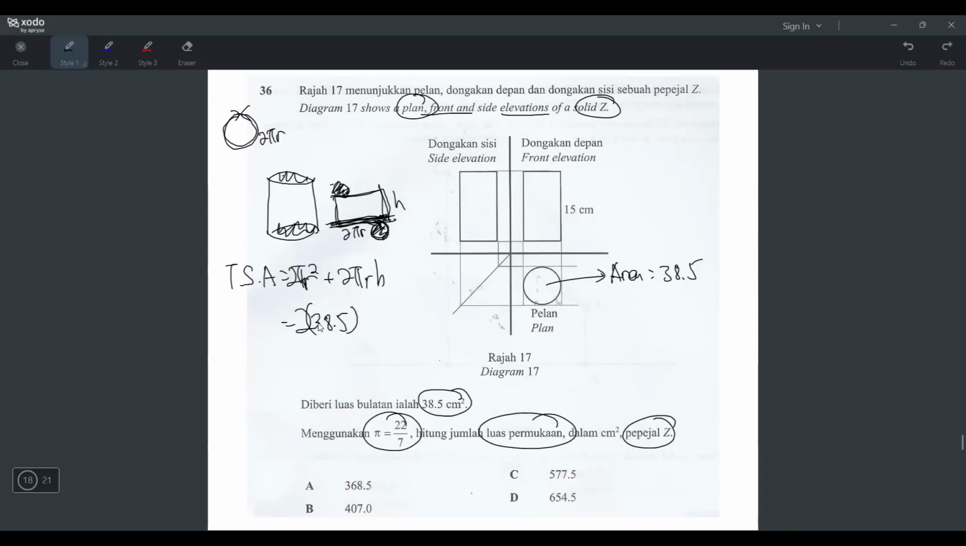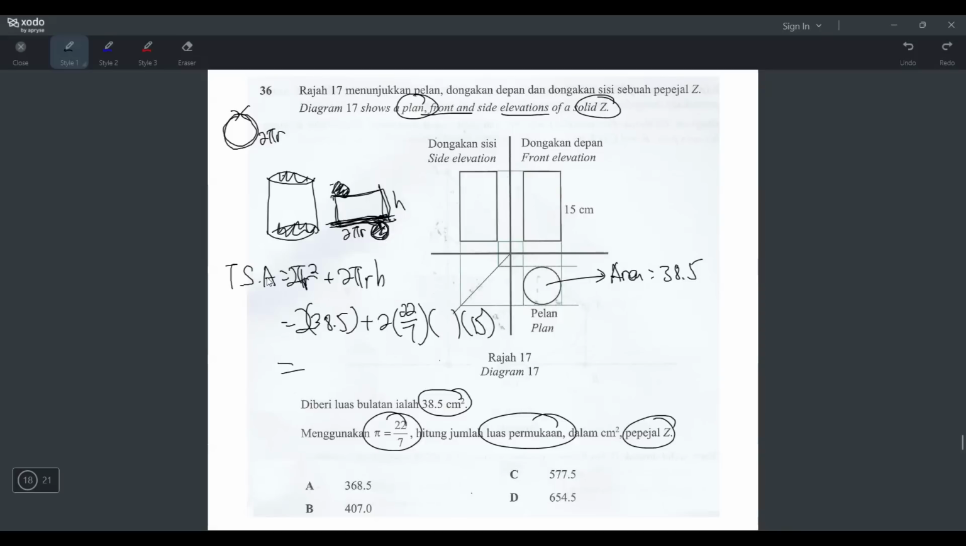So atas bawah you darab 2. But you have to plus with 2 pi RH. Okay, the pi u is 22/7. But the radius you tak tahu. Okay, but the H 15 is given here, right? But the radius tak tahu, right? So I'm stuck here. I need to have the radius, sini tak ada. So I have to find the radius of the circle first. Then baru saya boleh buat, then baru saya boleh tekan yang ni, right?